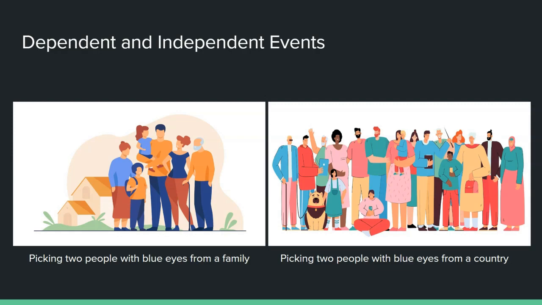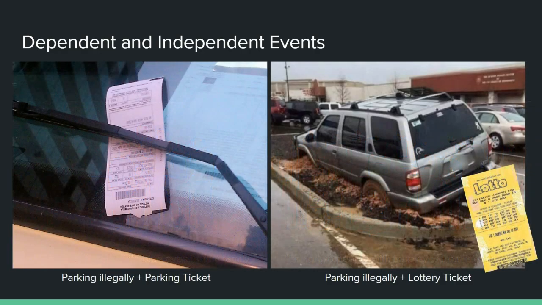in the same country. Yet another example of dependent events are parking illegally and getting a parking ticket, because you can only get a parking ticket for parking illegally. An example of independent events are parking illegally and getting a lottery ticket, because getting a lottery ticket doesn't really have anything to do with how someone parks.